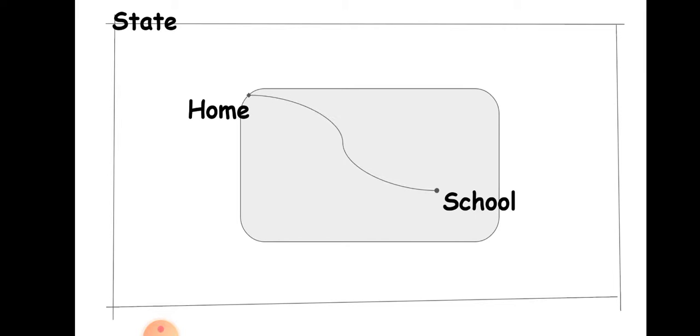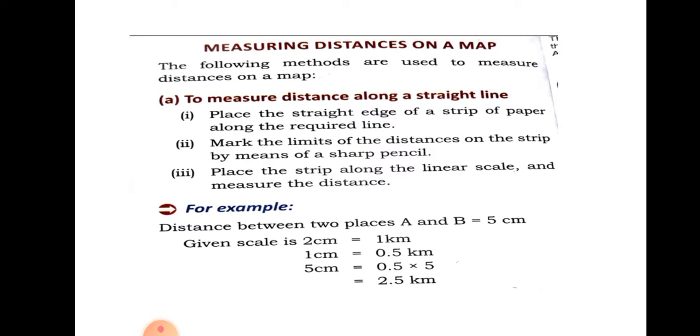Then count 1, 2, 3, and so on. If the thread goes to part 3 of those smaller parts, it means the distance from home to school is 6.3 kilometers. I hope you understood how to calculate distance by using a thread. Yes, children? Now, some more examples.